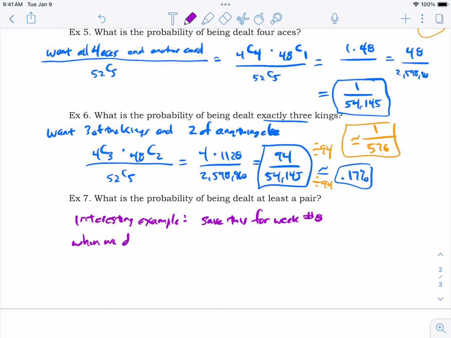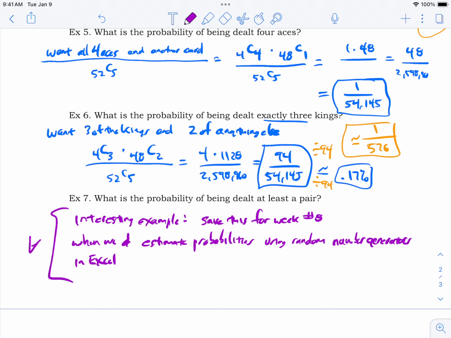When we estimate probabilities experimentally, so to speak, we're going to use random number generators in Excel. In other words, we'll just deal ourselves 5 cards over and over and over again, and then we'll count how many of them have at least a pair in them. And the ratio will give us an idea of the probability anyway. So this will be an Excel project that we do in week 8.